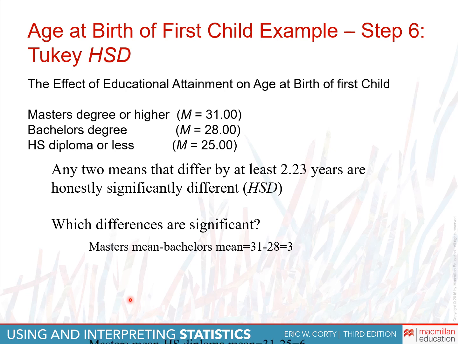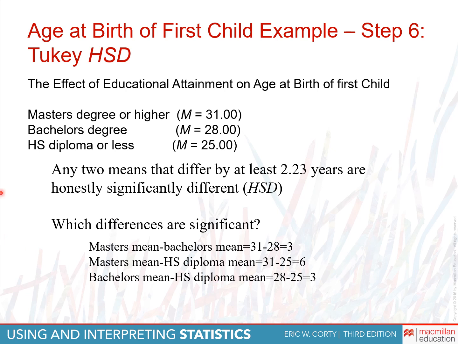Now let's compare our master's mean to our high school diploma mean. The mean age at birth of first child for the master's degree folks is 31, and the mean age at birth of first child of the high school diploma folks is 25. 31 minus 25 is 6, and so 6 is greater than 2.23. So we know that the difference between these two means is honestly significantly different.